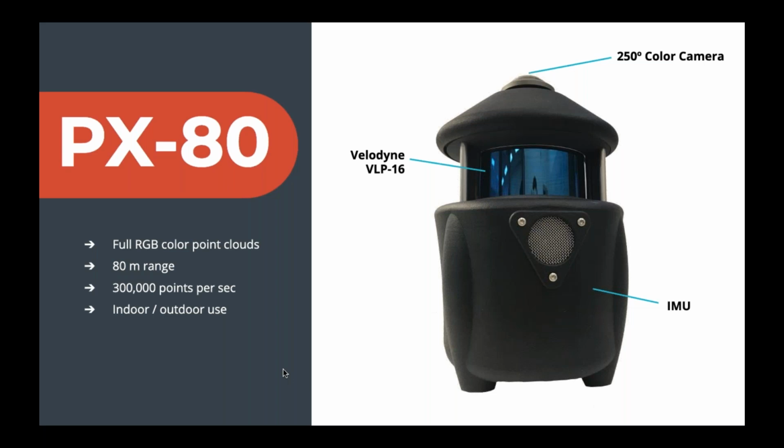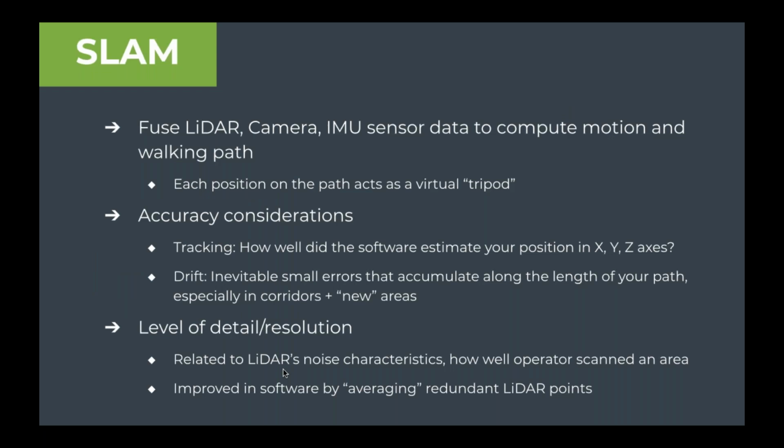The device takes data from all of these sensors, and an onboard computer fuses the LiDAR data, which is collecting 300,000 3D distance measurements per second, the camera, which is collecting color images that we're all familiar with, and the accelerometer data. We combine all that data on board, and the onboard compute on the PX80 runs a type of software algorithm called SLAM. SLAM is really calculating your walking path as you hold the PX80 and walk through a job site or a building. You can almost think of each position, each step on your walking path, as a virtual tripod that we use to position the 3D LiDAR points. That's how SLAM works under the hood.